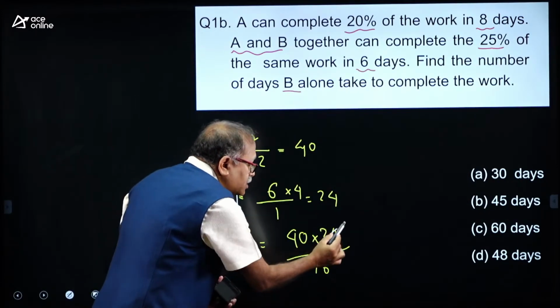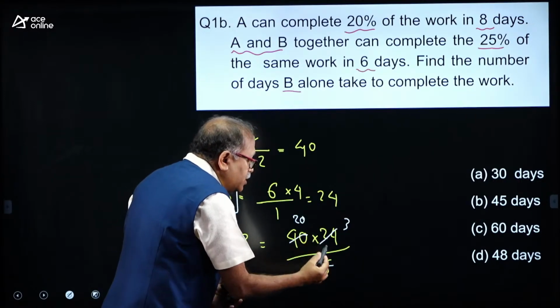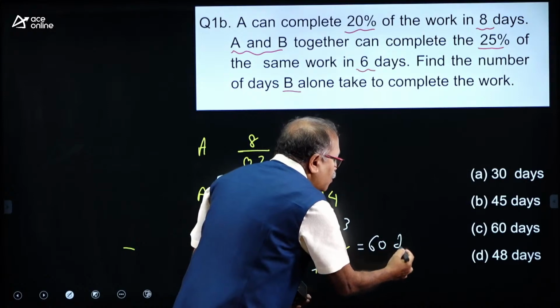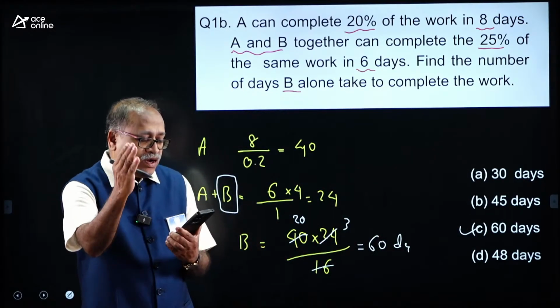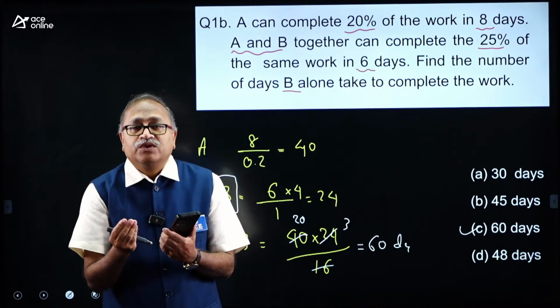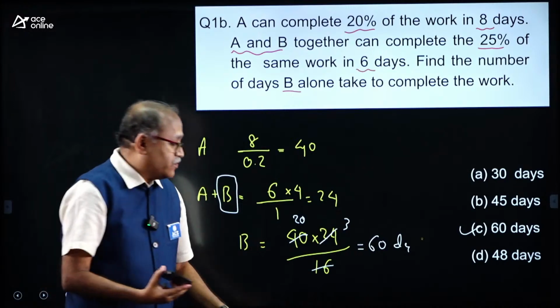So, that is 8 times 3, and this is 2 times 20. So, that is 60 days. Oh wow, option C. Well done my friend. It is a good revision for you. You are answering with the minimum possible writing, it is a good revision for you.